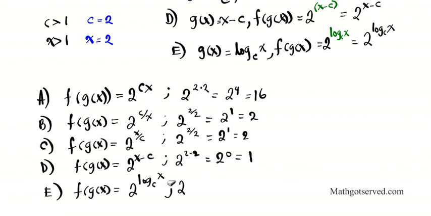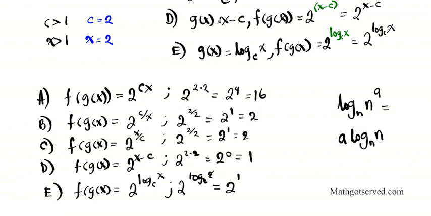Option E, 2 to the log base 2 of 2. Log base 2 and 2 are inverses, so they cancel out. This one is simply 2 to the 1. Remember your rules for logarithms: n to the log base n of a is simply a. They are inverses, so this is basically a. In this case, the power of 2 is 1 right there, so when these two cancel out, you just have 2 to the first power. Option E involves remembering your logarithmic properties. Anyway, that's 2 to the 1, which is just 2.